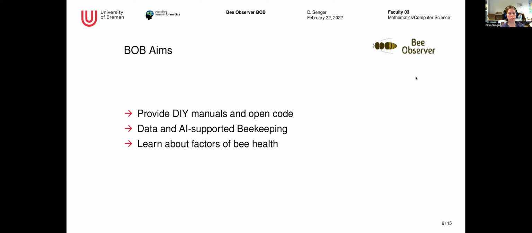Of course, we want to support the DIY manuals and the open code, but we also hope that we can support beekeeping with the data and AI algorithms, and possibly learn about the factors of bees' health.